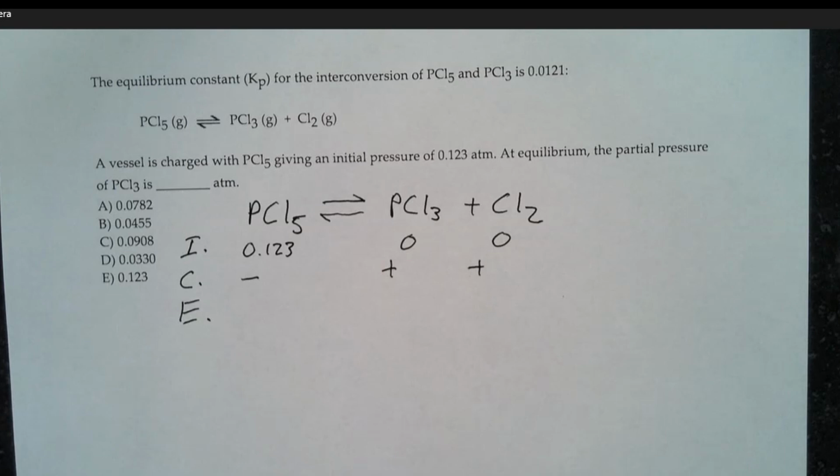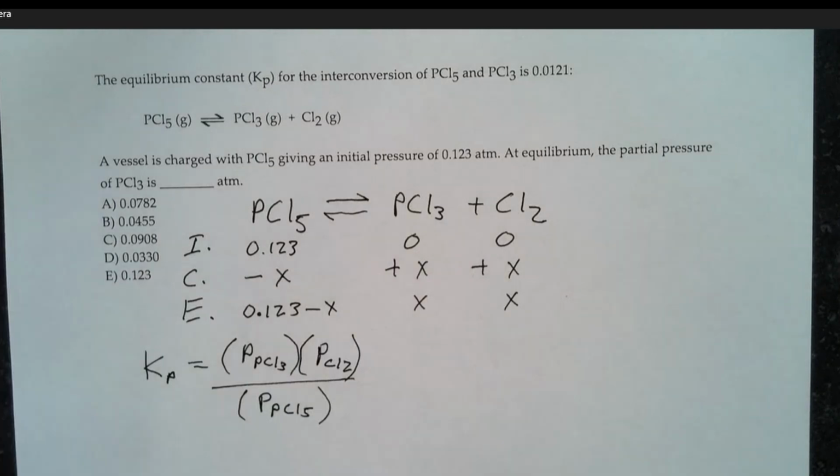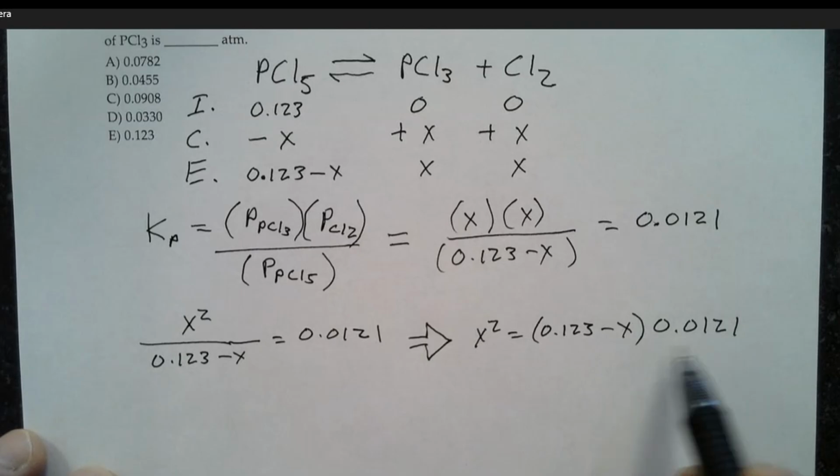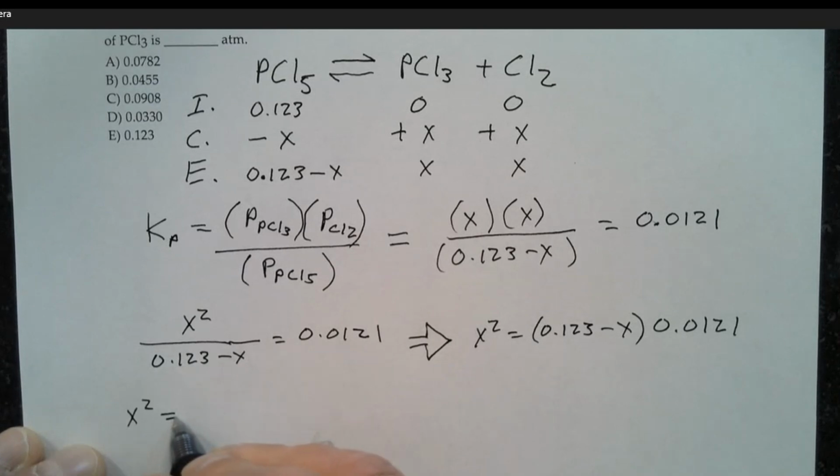We don't know how much, so what do we call it? x. Minus x for the pressure of phosphorus pentachloride. Bless you. So there's our equilibrium expression. Now we want to plug in the bottom of our ice table into the equilibrium expression. So I'm going to distribute this number through the parentheses. I'm going to have x squared equal to.